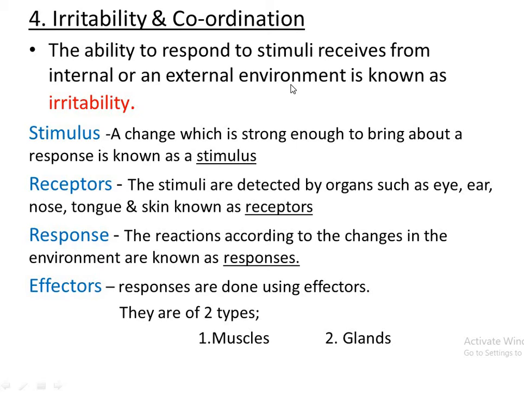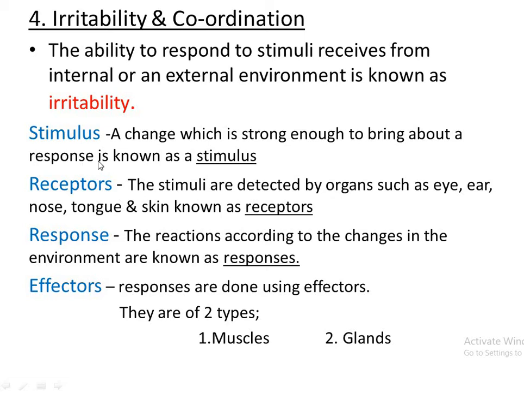Response is how we react to the changes in the environment, and effectors are the organs or things that are used to give our response. So that we call effectors, and there are two types, muscles and glands.